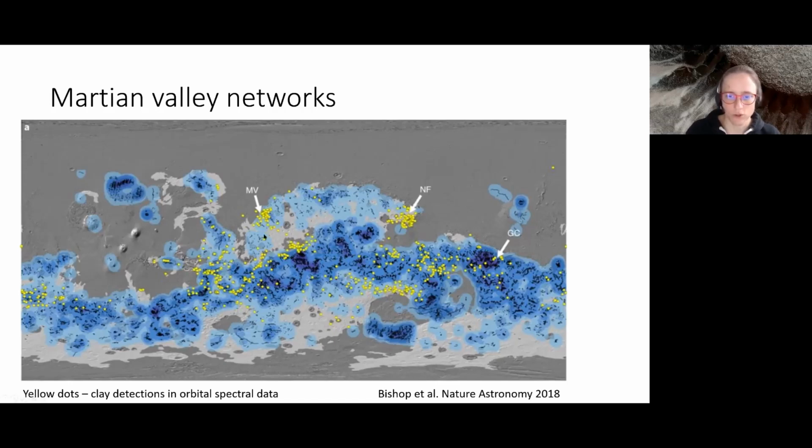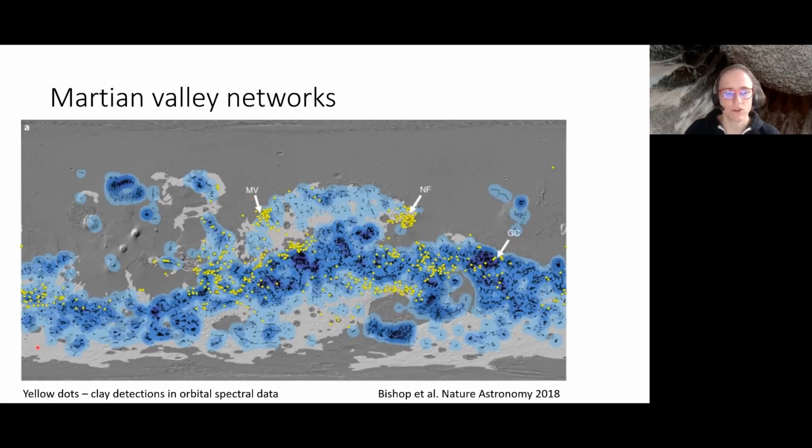Now, I just want you to notice here, this is a region called Arabia Terra, and you'll notice that there's a large area with either low density or no valley networks. And this seems to go against the hypothesis that valley networks were forming everywhere. And I'll come back to this later. So remember this name for this area, Arabia Terra.